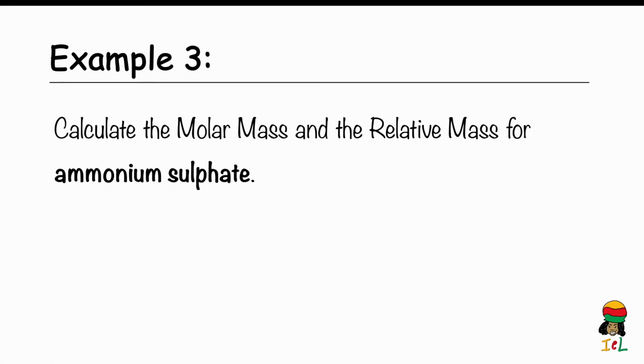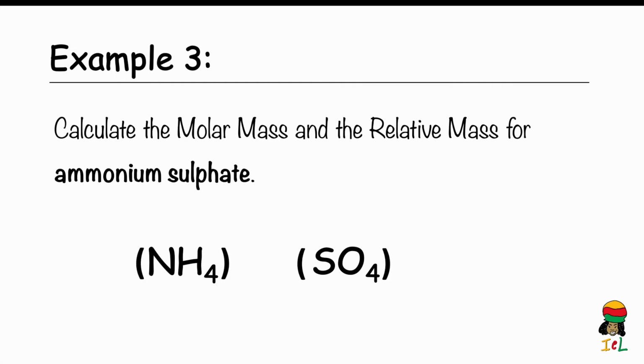Example 3. Calculate the molar mass and the relative mass for ammonium sulfate. Let us derive the chemical formula for ammonium sulfate. It contains 2 radicals, NH4, the ammonium radical, and SO4, the sulfate radical. The Unit 5 lesson on writing chemical formulae provided the stability numbers for a few common radicals, including the ammonium radical and the sulfate radical that we're using here.